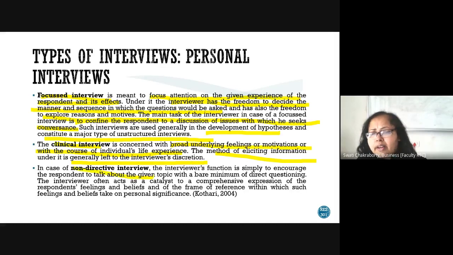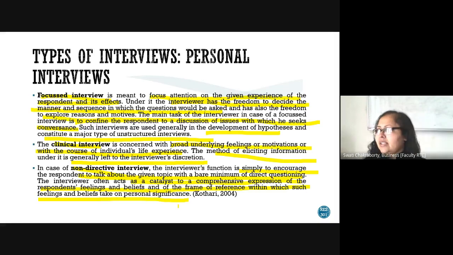In the case of a non-directive interview, the interviewer's main role is simply to encourage the respondent to talk about a topic with a bare minimum of direct questioning, right? The interviewer acts as a catalyst to a comprehensive expression of the respondent's feelings and beliefs, and of the frame of reference within which such feelings and beliefs can take on personal significance. So just act as a catalyst and encourage your respondent to talk.